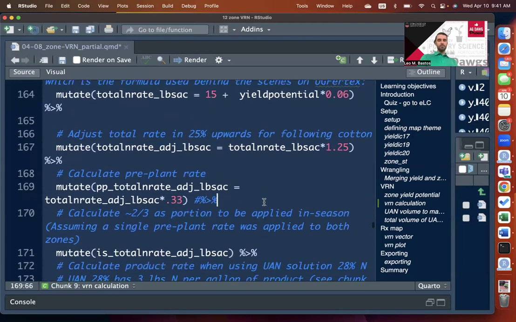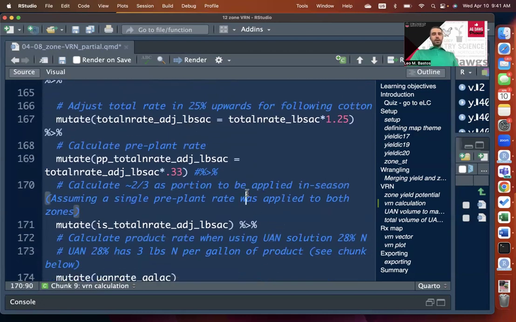So if you come here to the script, on this next chunk, okay, let me just take one step back. We just determined how much is going to go at planting, and it's going to be the same rate across both zones. On my side, 55 pounds, on your side, it can be whatever value you found for the highest zone. Now, the in-season application, the side dress, the application we're doing between first square and first bloom, is going to be the difference of the total rate of that zone minus the fixed rate at planting, right? And that's what we're going to be calculating next here.